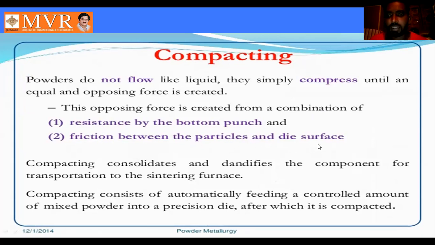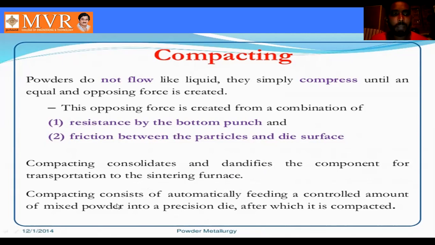The second point is friction between the particles and the die surface. That is the major one here. Based on these two points, we are creating the opposite force. Compacting consolidates and densifies the component for transportation to the sintering furnace. In the furnace, we heat the metal at a low melting temperature, and automatically we can get good properties in the metal.